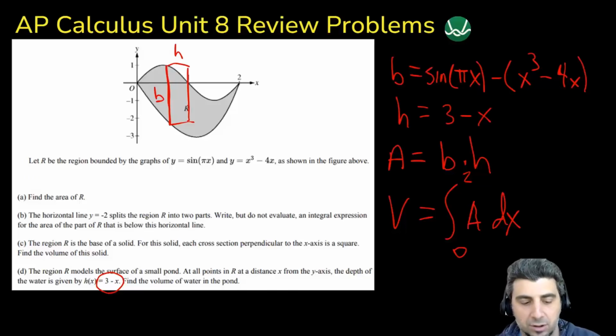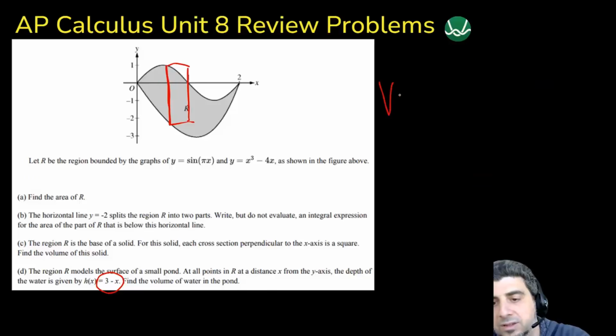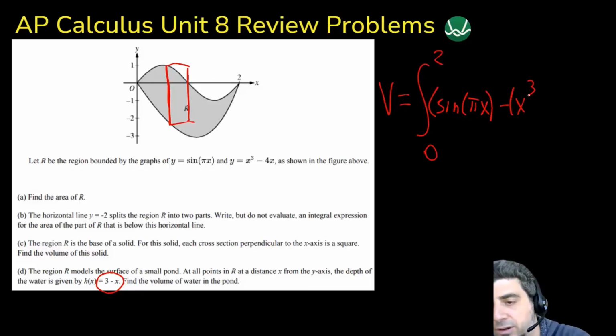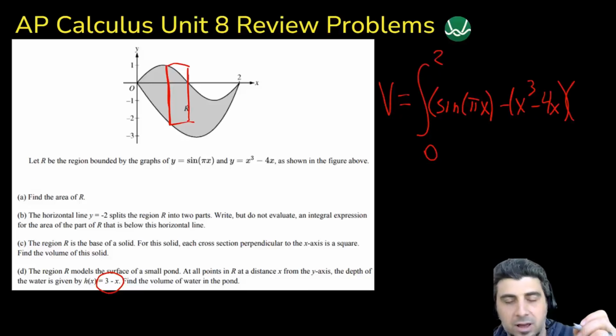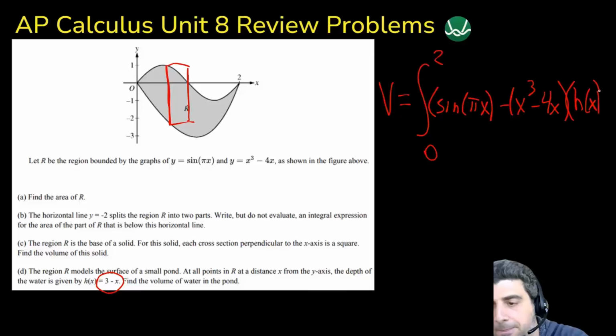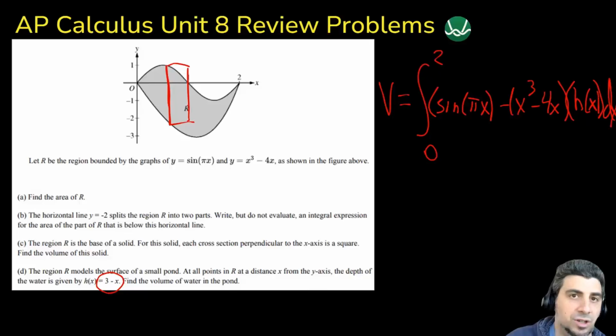Now, I'm going to actually write it out. So the volume is equal to the integral from 0 to 2 of sine pi x minus the quantity x to the third minus 4x, times 3 minus x, or you could just write times h of x dx. Then we just go over to Desmos, pump it in, and write down our answer.